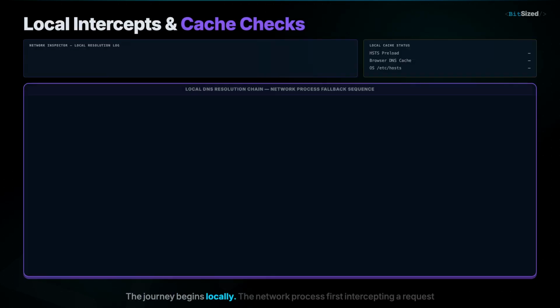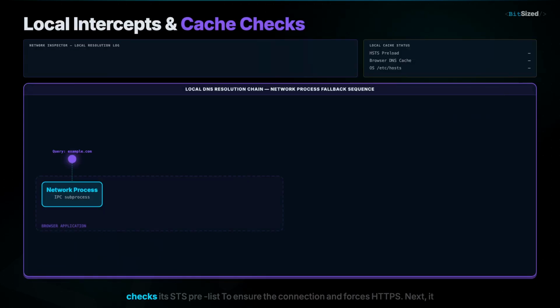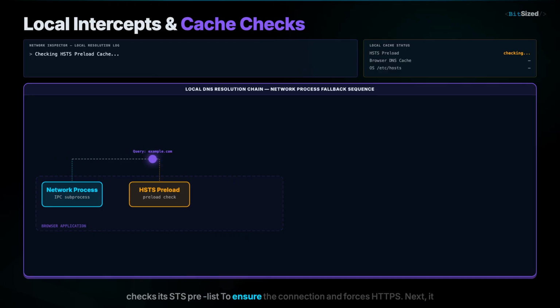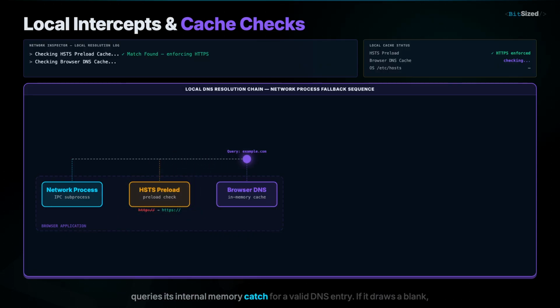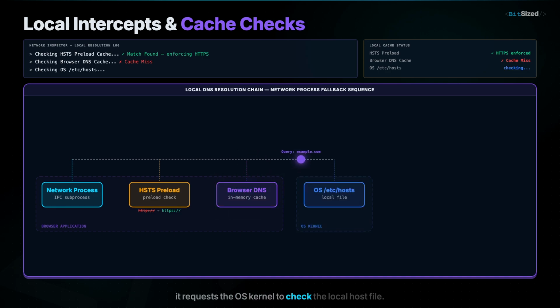The journey begins locally. The network process, first intercepting a request, checks its HSTS preload list to ensure the connection enforces HTTPS. Next, it queries its internal memory cache for a valid DNS entry. If it draws a blank, it requests the OS kernel to check the local hosts file.